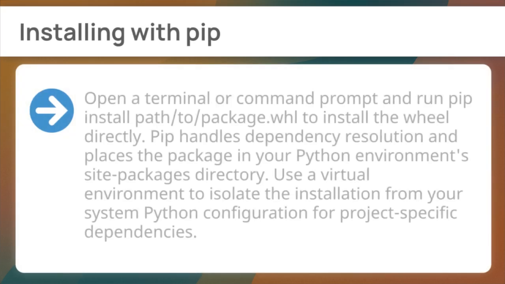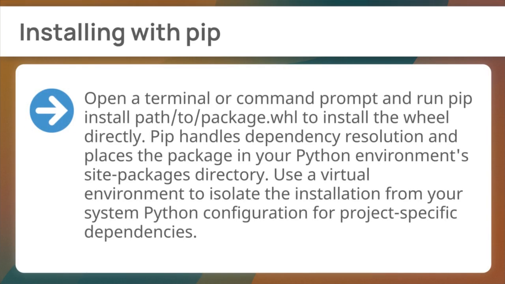First, installing with pip. Open a terminal or command prompt and run pip install path-to-package.whl to install the wheel directly. Pip handles dependency resolution and places the package in your Python environment's site-packages directory. Use a virtual environment to isolate the installation from your system Python configuration for project-specific dependencies.